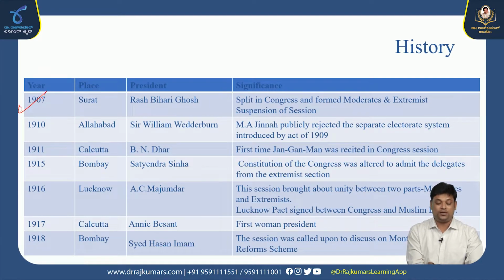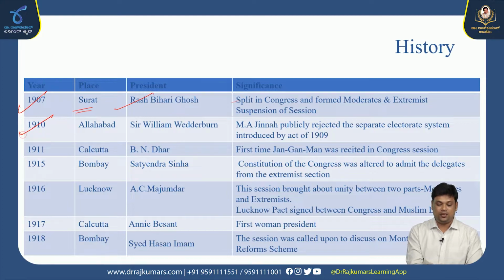1907 Surat split, Rash Behari Ghosh. There was a split in Congress because the moderates and extremists had different opinions in terms of their ideology. The moderates didn't want to launch the Swadeshi movement, but the extremists wanted to go for the Swadeshi movement. These differences in the Indian National Congress led to a split. That is called the Surat split in the year 1907.